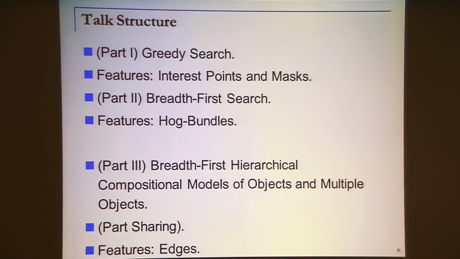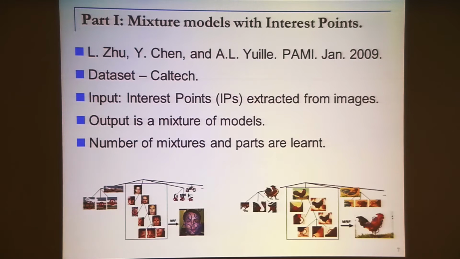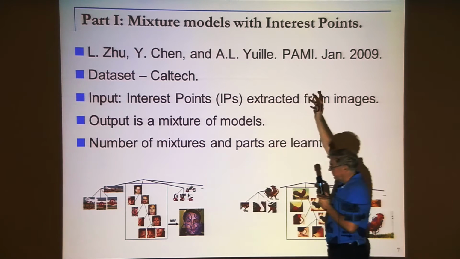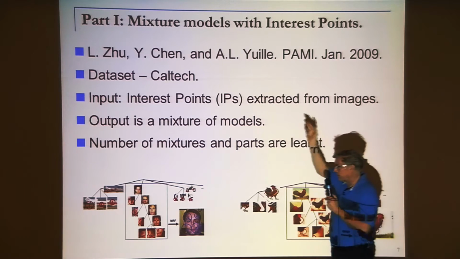Okay. And so for all these models, I've got different features. The first one is going to be learning a model by greedy search, where the features are interest points and then masks. So here we did this, I think that's the data of the journal paper, but the conference paper was a few years earlier.